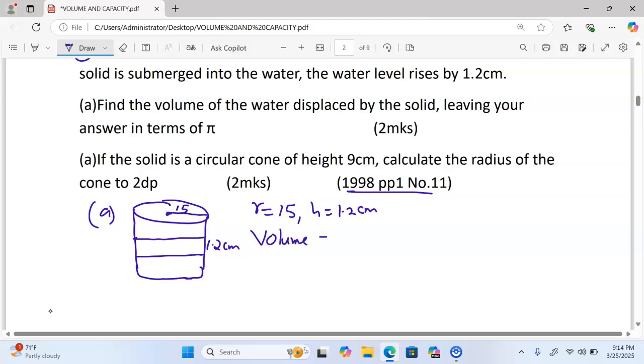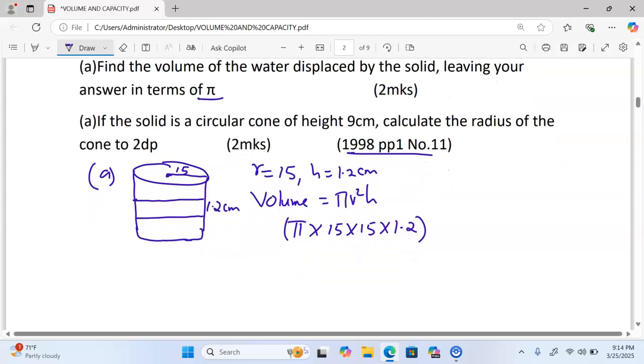To get the volume of the cylinder, we use pi r squared h. Remember, we are supposed to express our answer in terms of pi. So we are going to have pi multiplied by the radius squared, which is 15 times 15, multiplied by 1.2. If you take 15 times 15 times 1.2, you get 270 pi centimeter cubed, since this is volume.